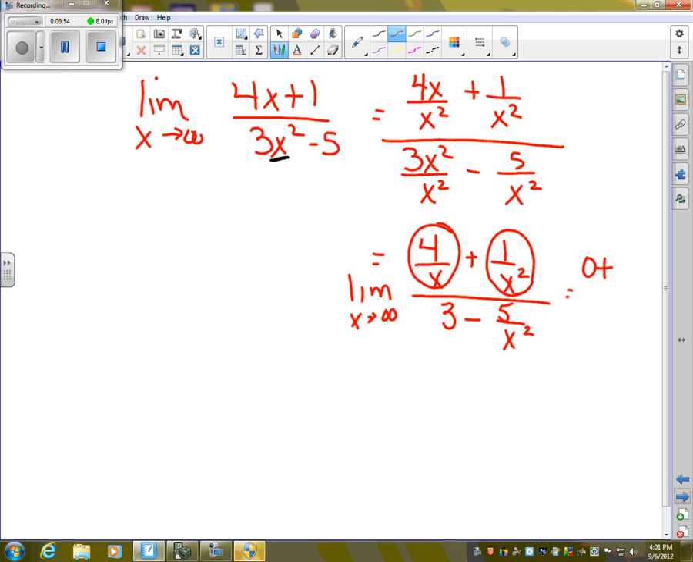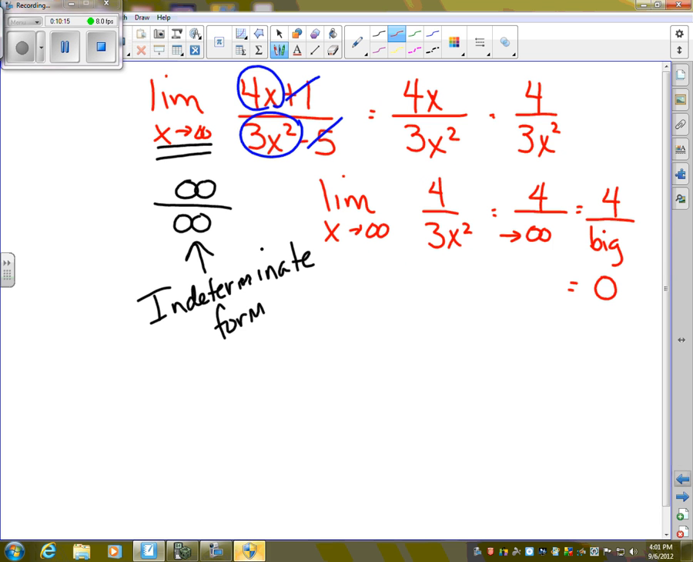So that's 1 over big, which would still be 0. The 3 is not going to change. That's just 3. Minus, and then this is going to be 5 over big squared, which would be little. So what we get is 0 over 3, which is 0. And if we go back, I can see that we did the same sort of idea here and came up with an answer of 0. Just a much quicker way to do that.